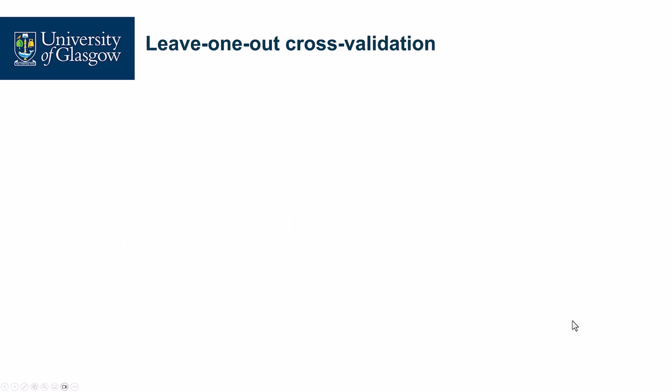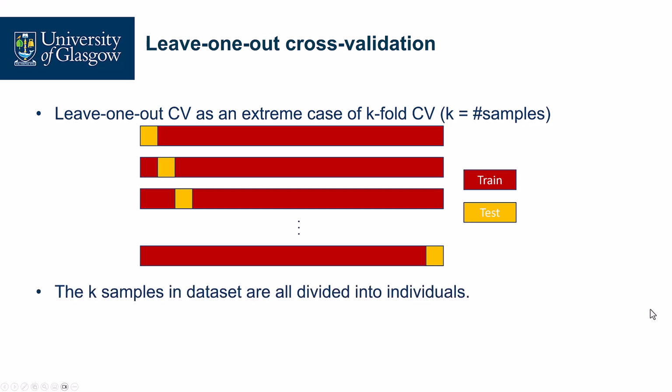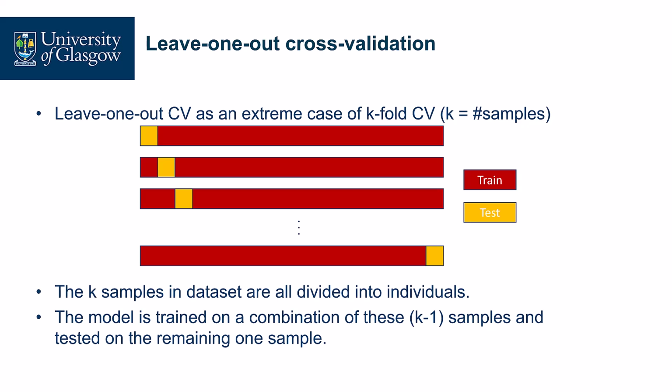The last is leave-one-out cross-validation, which is very widely used. We can think of leave-one-out cross-validation as an extreme case of k-fold cross-validation. In this case, the size of each fold is 1. So all the data is considered as individuals, right? What we do is train on the k-1 samples and test on the remaining 1 sample. Then we cycle through each sample as a test sample. Eventually we get all the results and average them. So this is leave-one-out cross-validation.